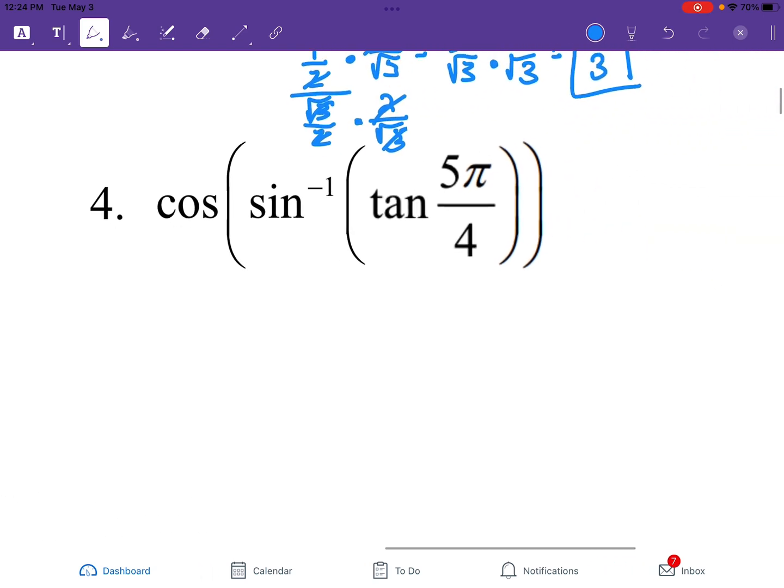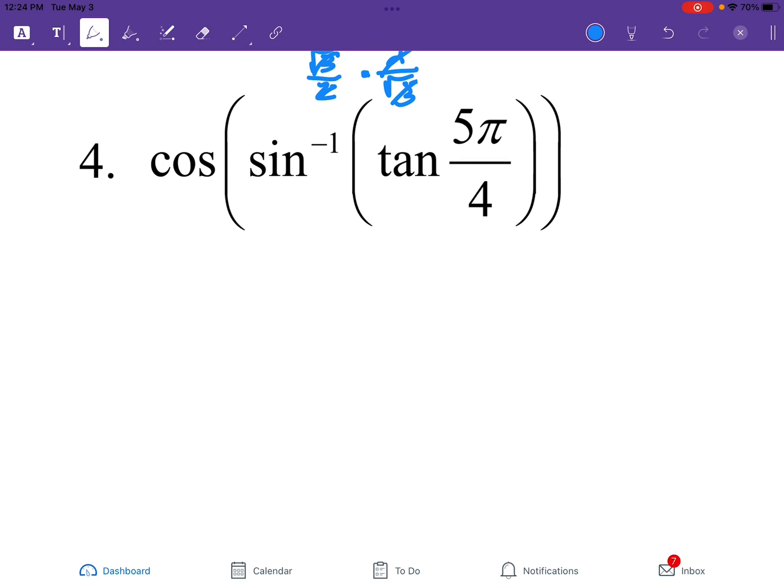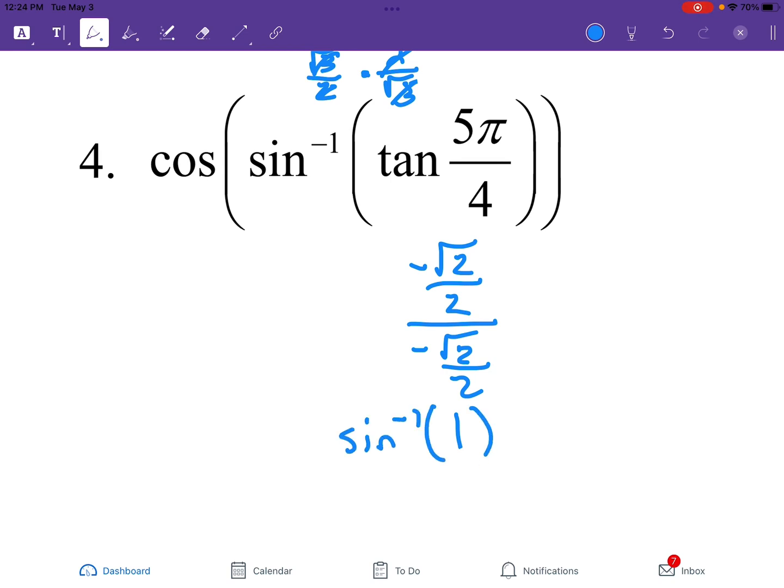Finally, number 4, we have the tangent of 5 pi over 4. So if we look at 5 pi over 4 on the unit circle, you're going to get negative root 2 over 2 divided by negative root 2 over 2. I'll write it down. And since those are the same numbers, that gives you a value of 1. So now we find the inverse sine of 1, and then the cosine of whatever that answer is.